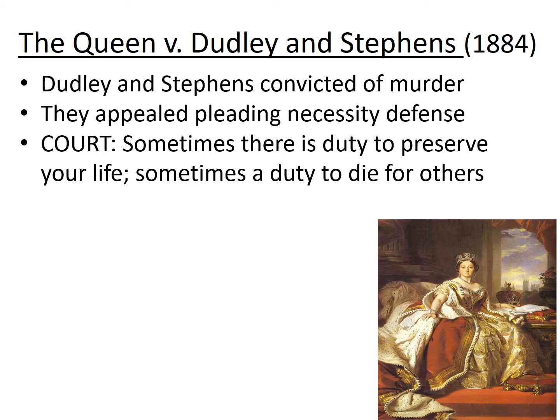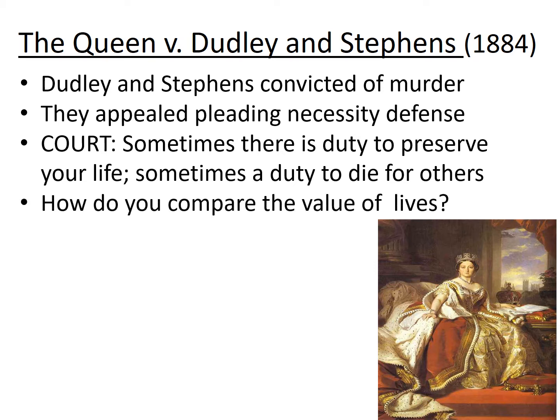So did they have a duty to preserve their life, or did they have a duty to die for others? Should one of the older men have volunteered to let himself be killed so the other 2 could eat him? And really, this is an issue of how do you compare the value of lives? How can he say, well, I have a wife and kids, so I should live? And how do you value his life over the teenager's?